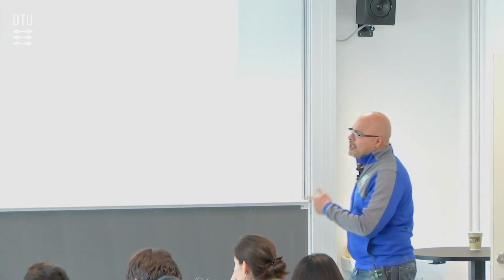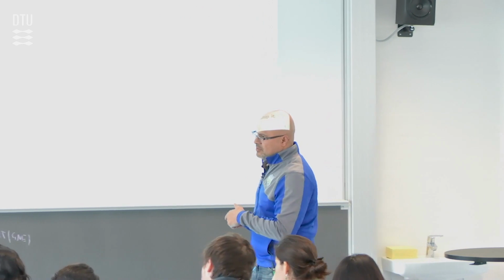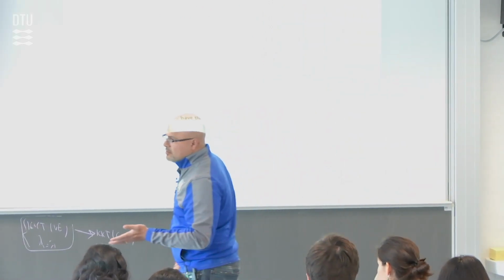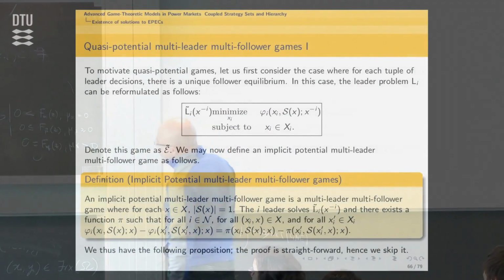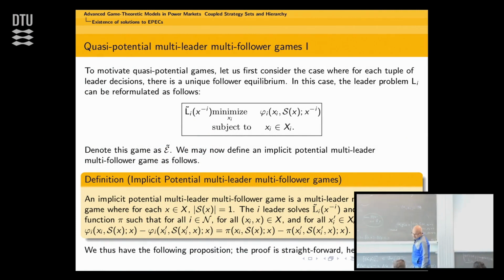The question is, can we do something similar in the case of multi-leader, multi-follower games? And if so, under what conditions? Just to make sure that I got this correctly, this equilibrium and that optimization problem, they are not necessarily equivalent? No, they're not. It's not like the KKT conditions don't match. There's nothing. Yeah, okay, good.